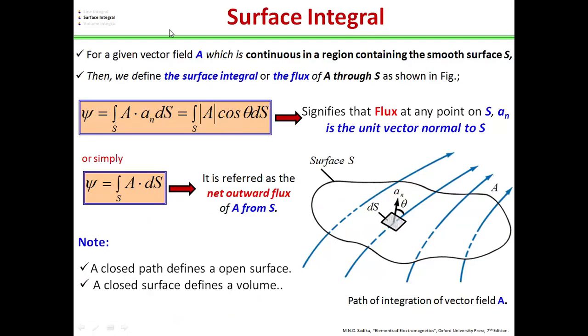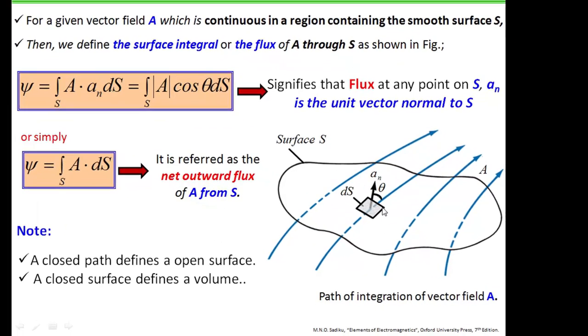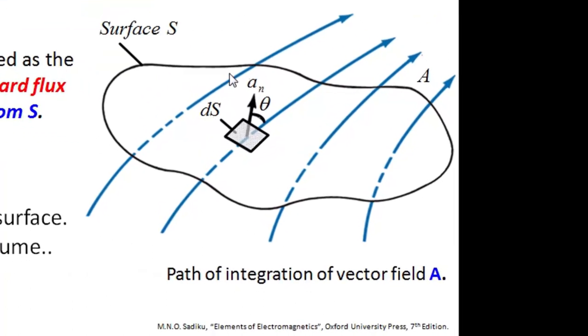Now for the surface integral, let's take a vector field A which is continuous in the region containing the surface S. Then we define the surface integral, or the flux of A through surface S. You can see this figure. The surface S is taken and vector field A is continuous over this closed surface. an is the unit vector normal to the surface.